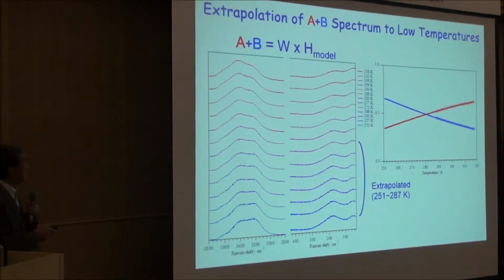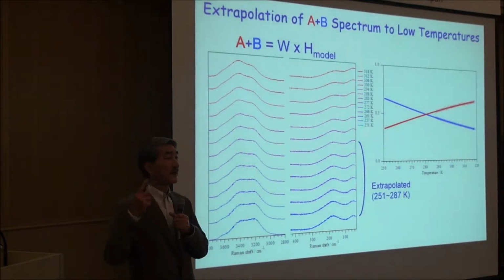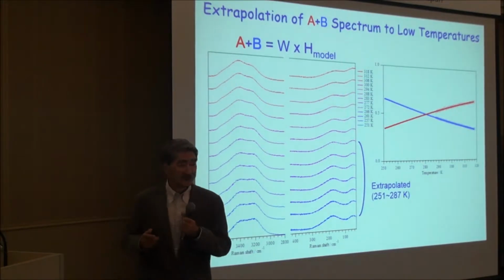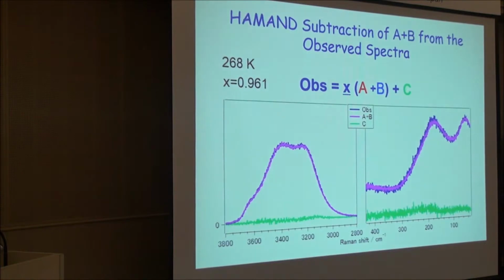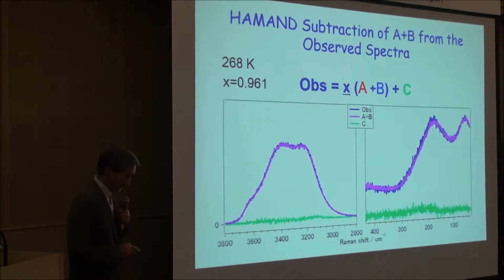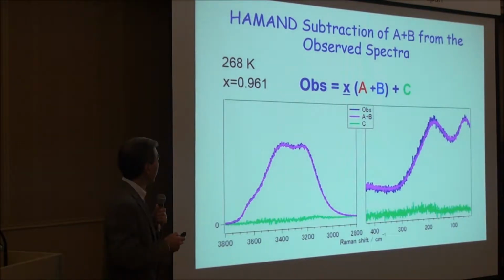So as I showed you, here we have the observed spectra, but we can extrapolate the A plus B contribution to lower temperature. So we subtract these spectra from the observed spectra of water at low temperature. If we do that at 268 Kelvin, then the spectrum is so. The linear combination A plus B and C is the third component. And here, the X coefficient is 0.961.